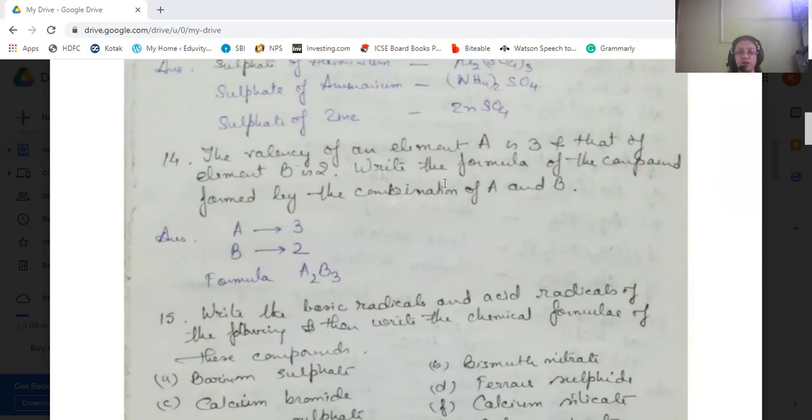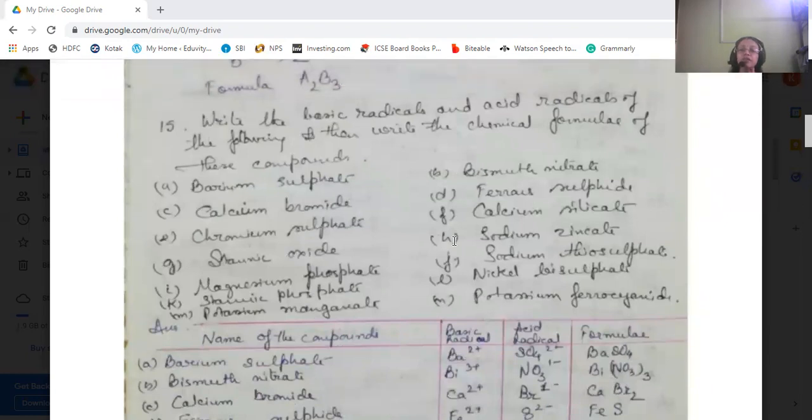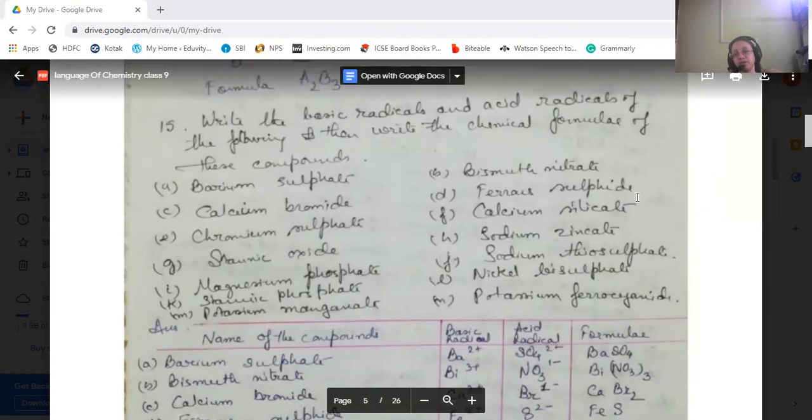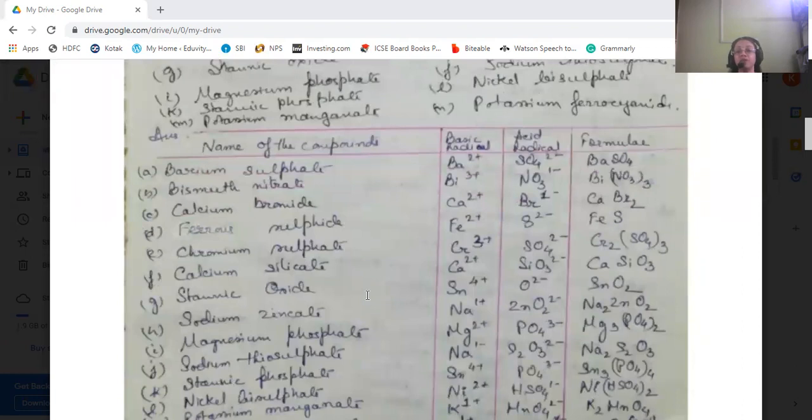Then write the basic radicals and acid radicals of the following, and then write the chemical formula of these compounds: barium sulfate, bismuth nitrate, calcium bromide, ferrous sulfide, chromium sulfate, calcium silicate, stannic oxide, sodium zincate, magnesium phosphate, sodium thiosulfate, stannic phosphate, nickel bisulfate, potassium manganate, and potassium ferrocyanide. So first one, we come to barium sulfate.